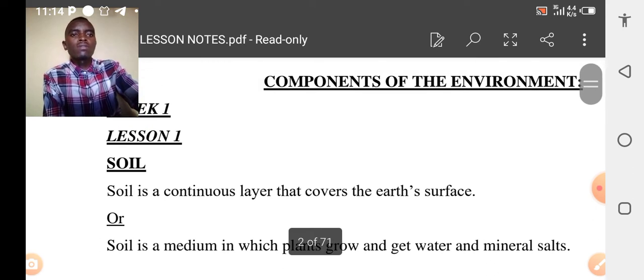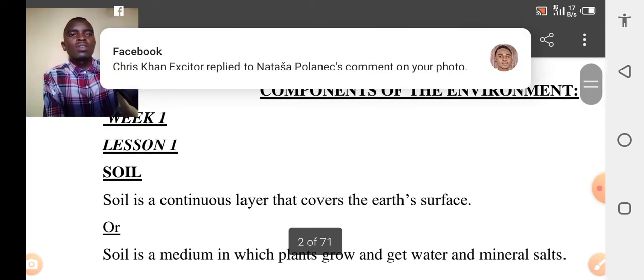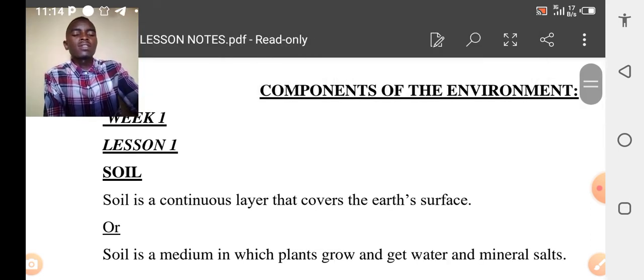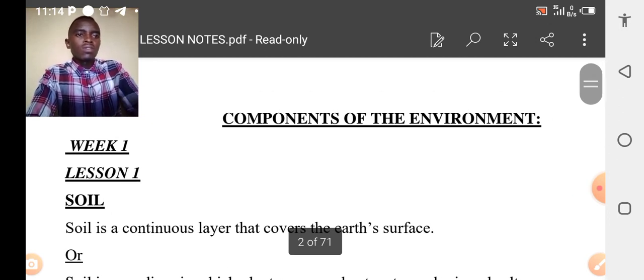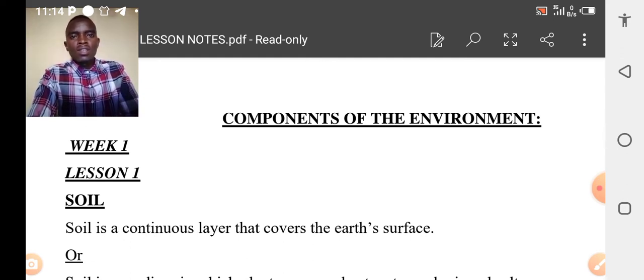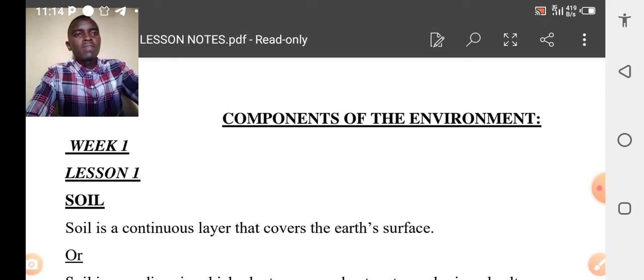Where we have P5 class, primary school. Today we are in primary school. We are going to see the components of environment. If you listen to the words components of environment, you can understand the different things that made the environment.